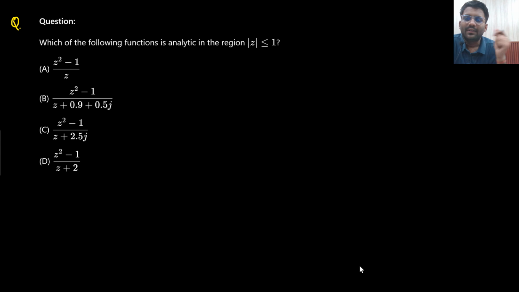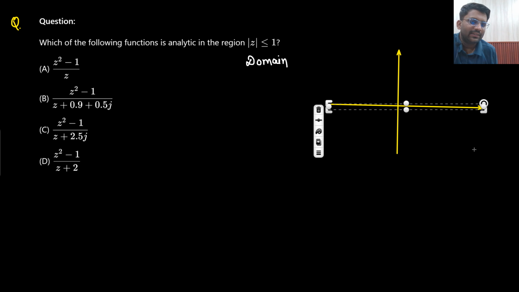Welcome back. So we are continuing our lecture. We need to solve this question now. Which of the following functions is analytic in the region mod of z less than or equal to 1? This time they have given the domain, mod of z less than or equal to 1. That means you need to check only in this region.